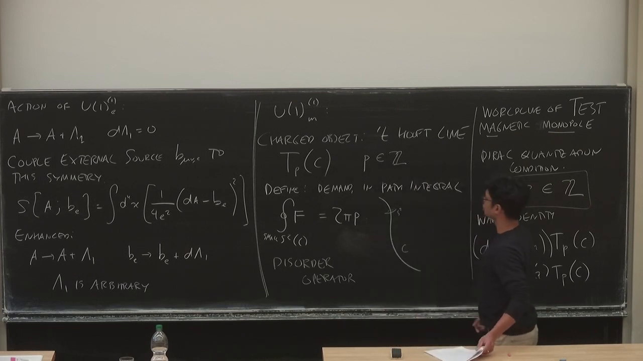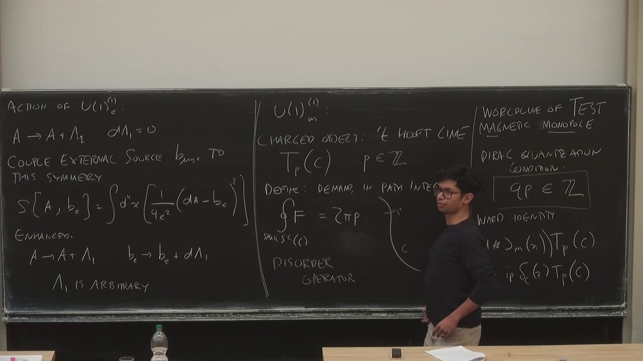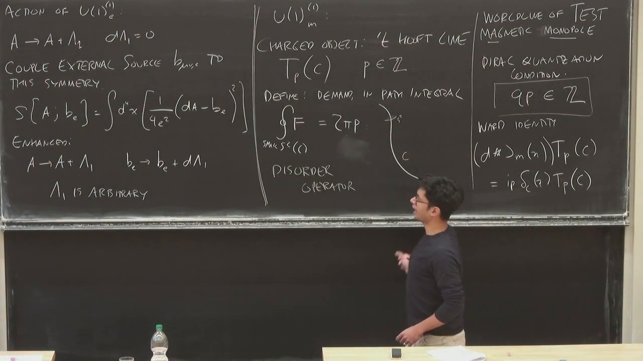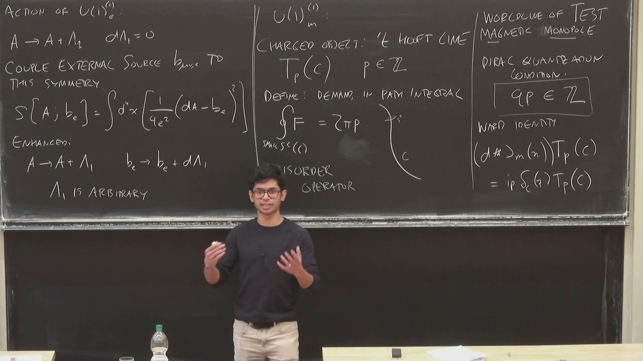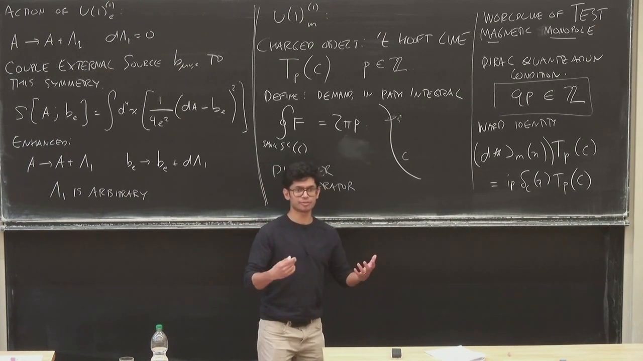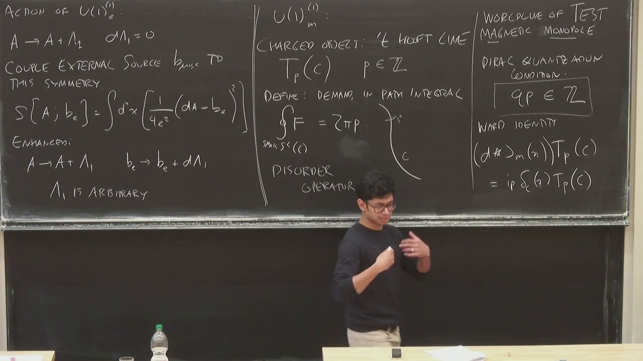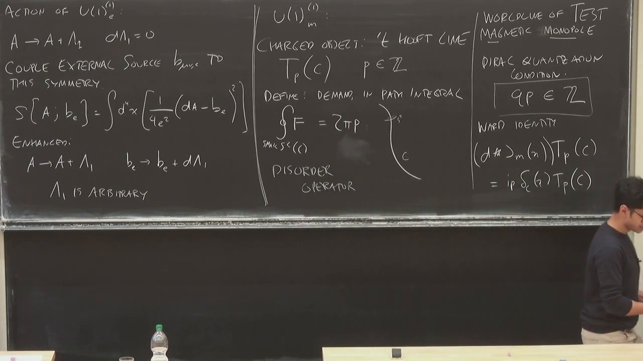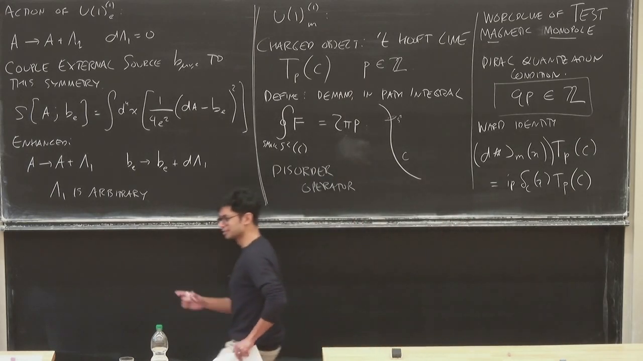Okay, so now that we have these two things, what we should ask is, how are these symmetries realized? That's the next thing we should do. Whenever you have a symmetry, you should ask how is it realized? Is it spontaneously broken? Is it unbroken? And so on. And we have all the formalism we need to do this.